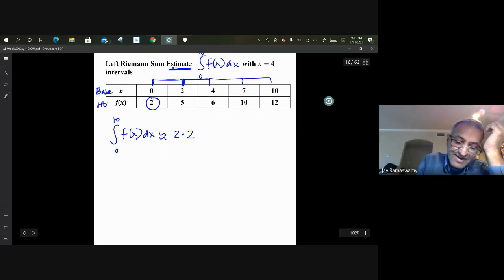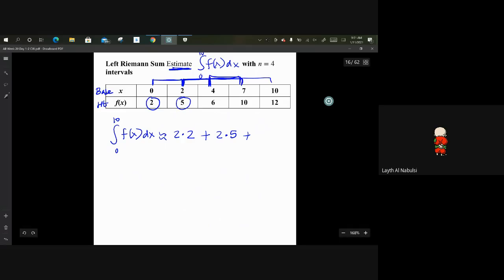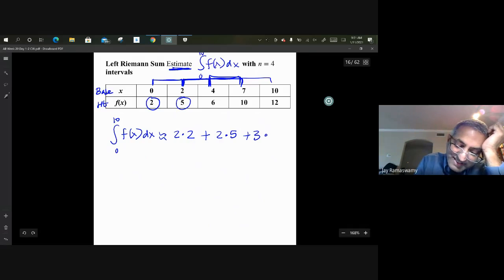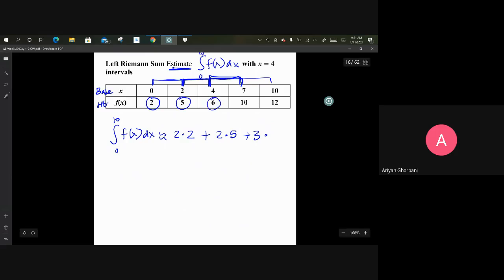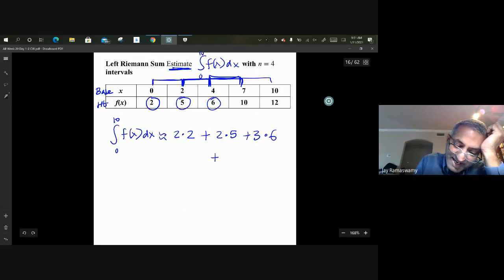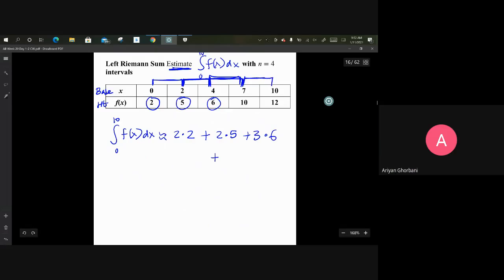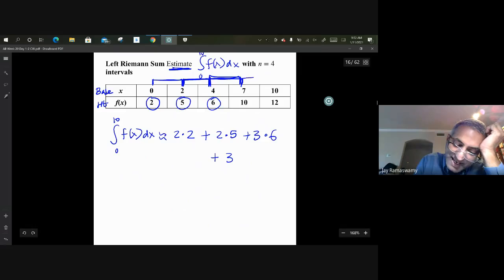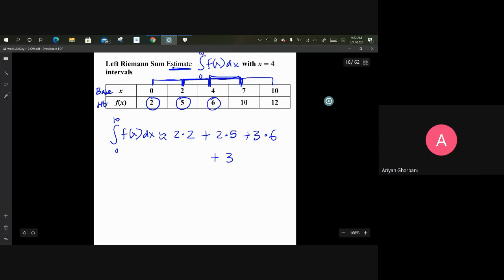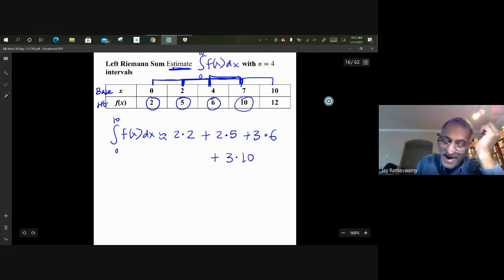For the second rectangle, what's the second base? 2. 2 to 4 is 2. What's the second height? 5. Very good. What's the third base? 3. What's the third height? 6. Very good. What's the last base? 3. What's the last height? 10. That wasn't bad at all, right?